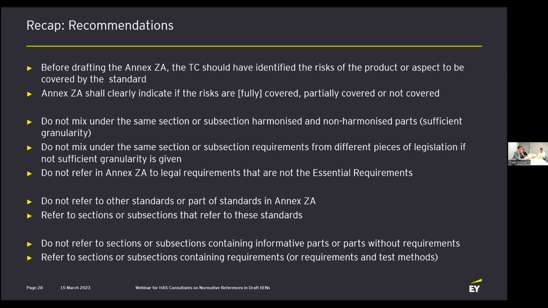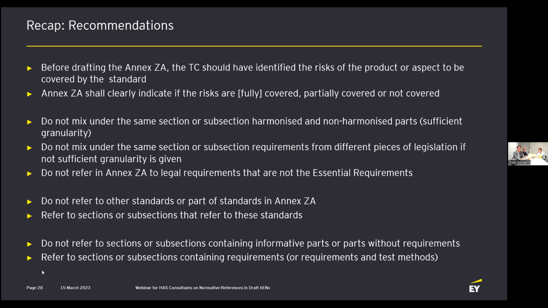Before drafting the Annex Z, and this is an essential element, the TC should have identified the risks of the product or aspects to be covered by the standard. What do we mean here? How can you draft an Annex Z, which is linking the essential requirements with the different parts of the standard, if you do not know which are the risks and which are the aspects that help you implement the requirements? So before drafting an Annex Z, of course, you have to consider the nature of the product and the different risks and aspects that are relevant to comply with the legislation, in particular the essential requirements, because I told you that Annex Z should only link essential requirements with sections or subsections of the standard.